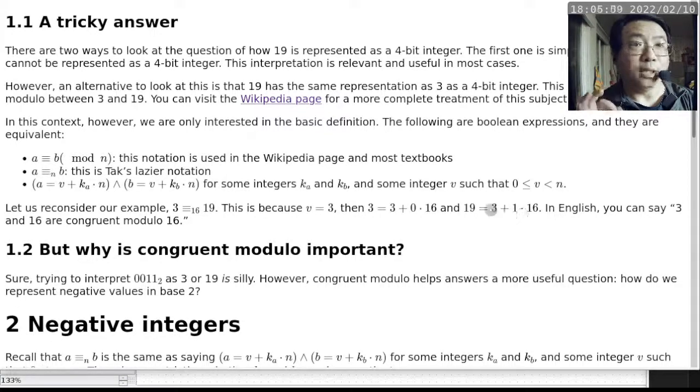Note how the two 3's are here. In other words, they share the same v. They are different in the sense that the multiplier or the coefficient of n are different. One has 0 and the other one has 1. But as long as the two values can be expressed using the same v plus potentially different coefficients times whatever n is, then those two values are called congruent modulo n.